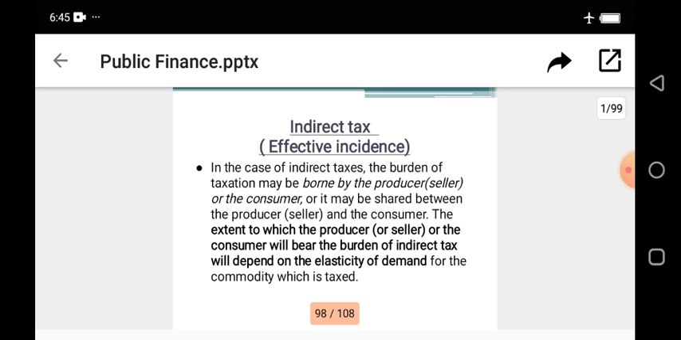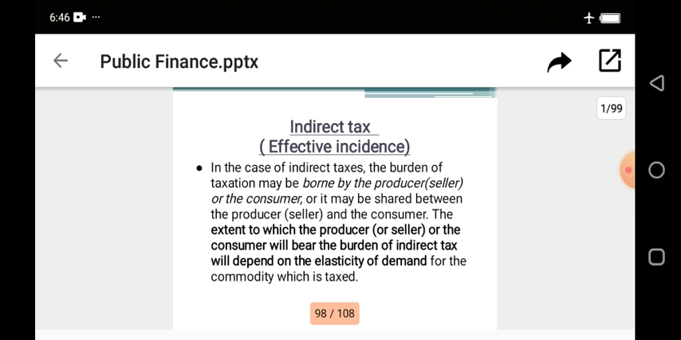But your effective incident of tax applies to indirect tax. So in the case of indirect tax, the burden of the taxation must be borne by the producer, meaning the seller, or the consumer. And in some cases, they can share the burden. But the extent to which the producer or the consumer will bear the burden of indirect tax will depend on the elasticity of demand of such product. So the amount of burden each party will carry will depend on how elastic the product is.